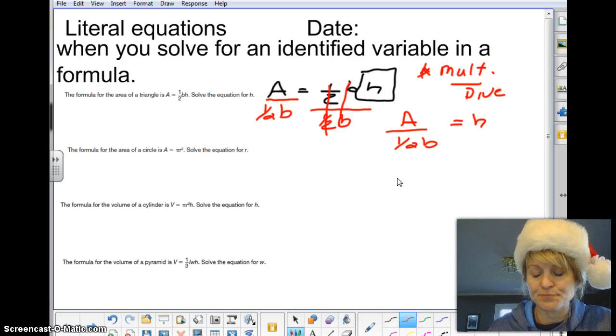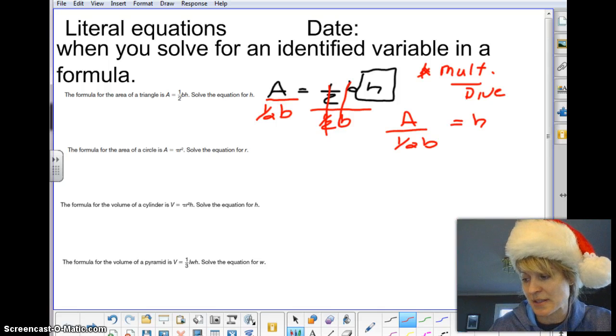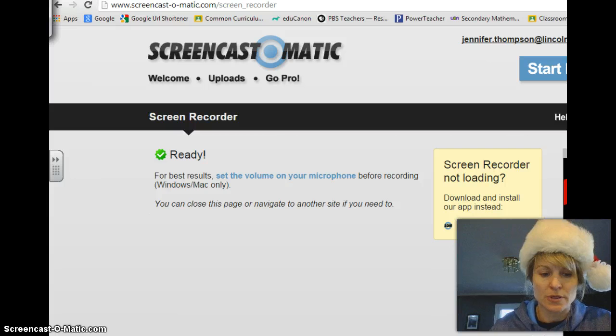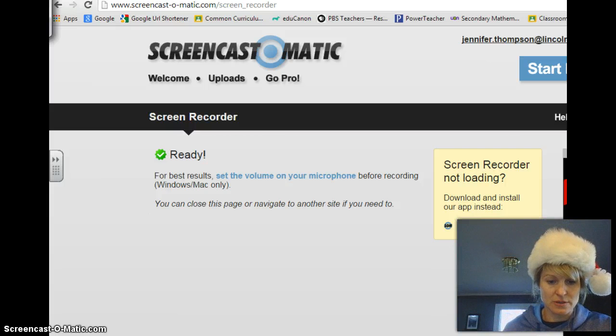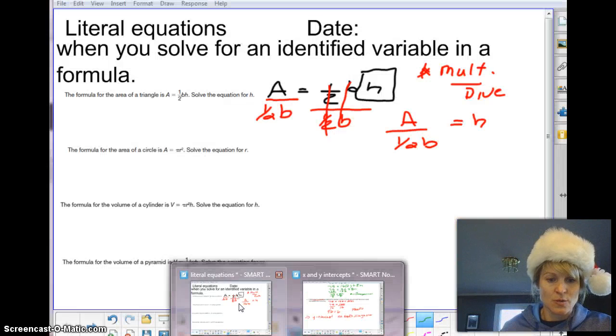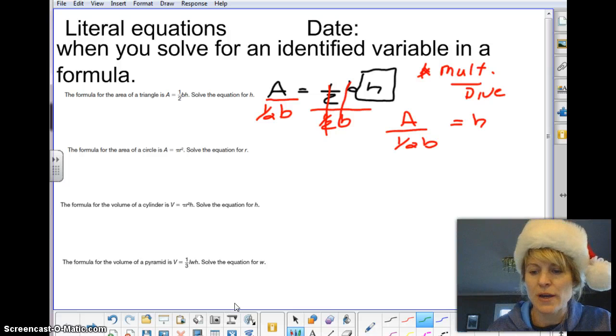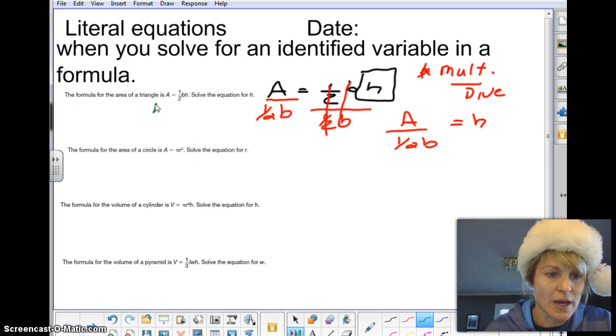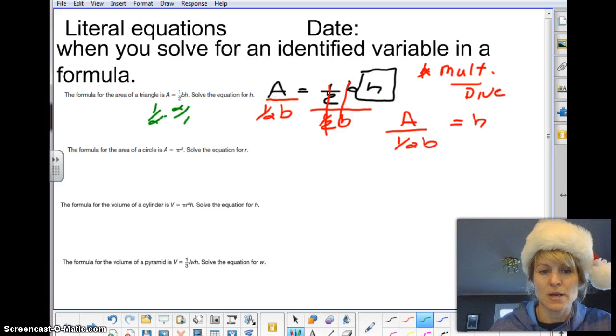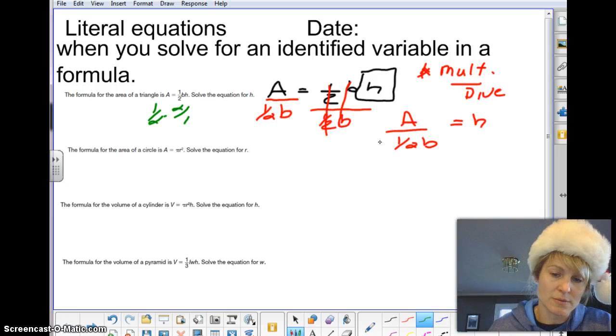But here come those fraction things again. When you're dividing by a fraction, you're really multiplying by its reciprocal, right? So really, when I have 1/2 divided by 1/2, it's 1. But really, we have 1/2 times its reciprocal, or 2 over 1. So when we're dividing by 1/2, it's the same thing as multiplying by 2, okay?